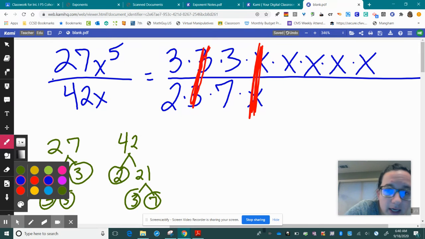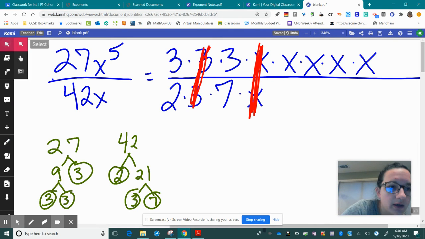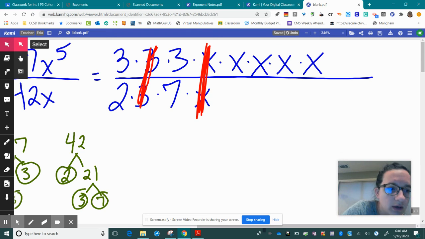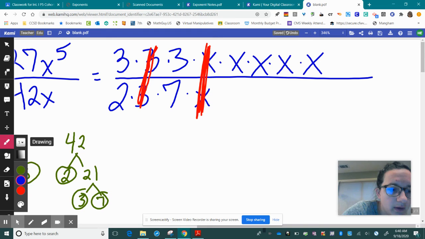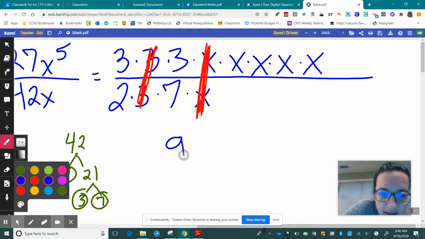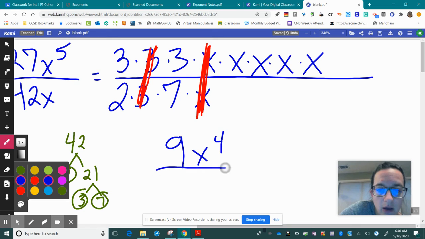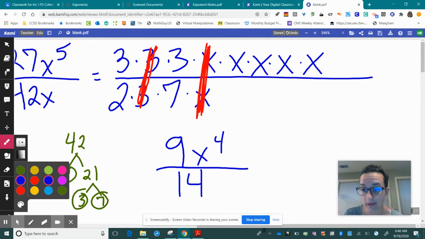So if we have 3 times 3, actually, I'm going to write it to the side here. I'll just write it down below. So 3 times 3 would give us 9, and we have 1, 2, 3, 4 x's, so we have x to the 4th. Over 2 times 7 is 14. That was our answer. So that's how we can break it down here.